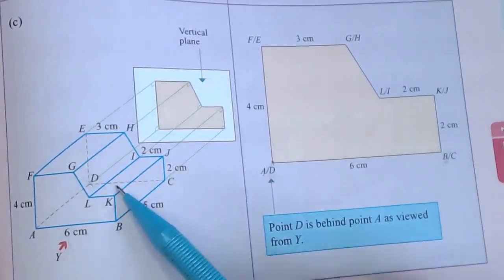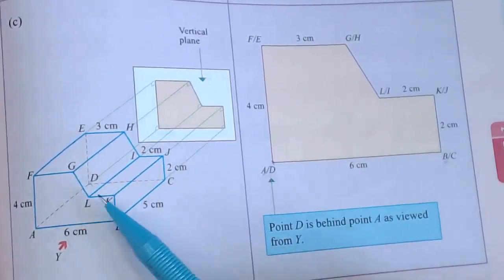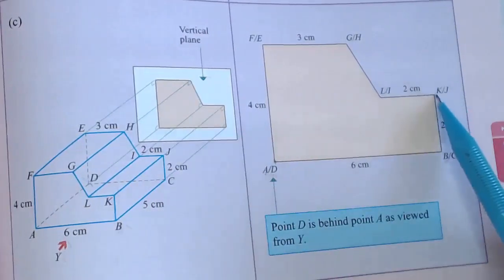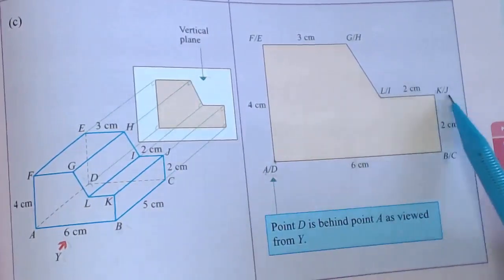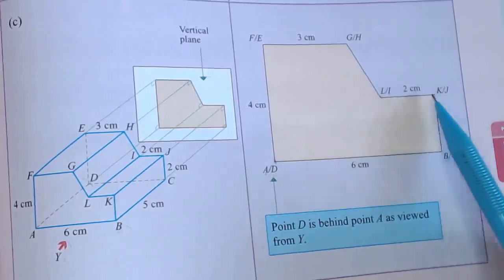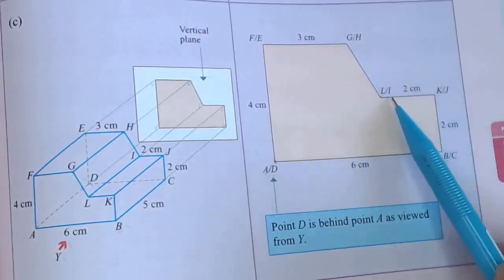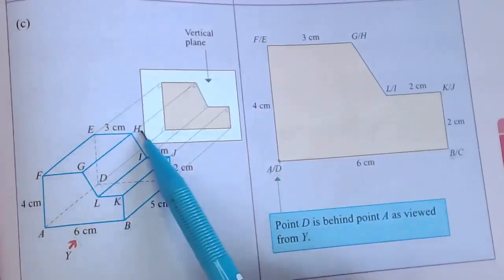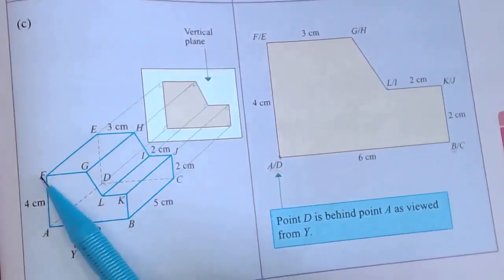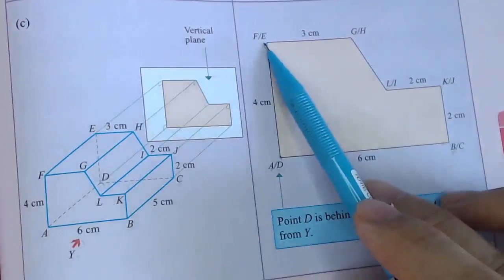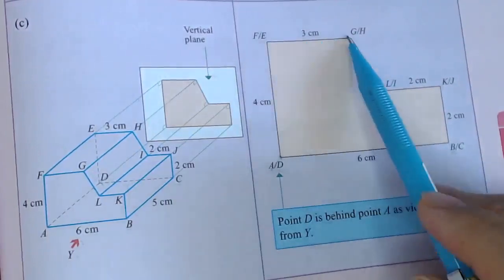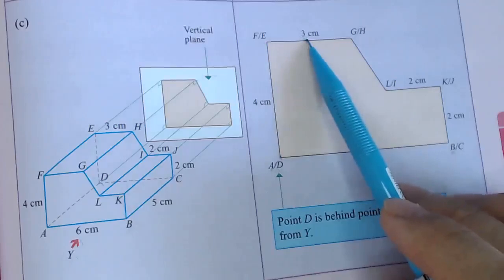Okay, we got 2 centimeter up there, BK, and then to the left 2 centimeter from K to L, and on the back J to I is 2 centimeter. Okay, and then from EH and also FG, EH and FG, we got 3 centimeter.